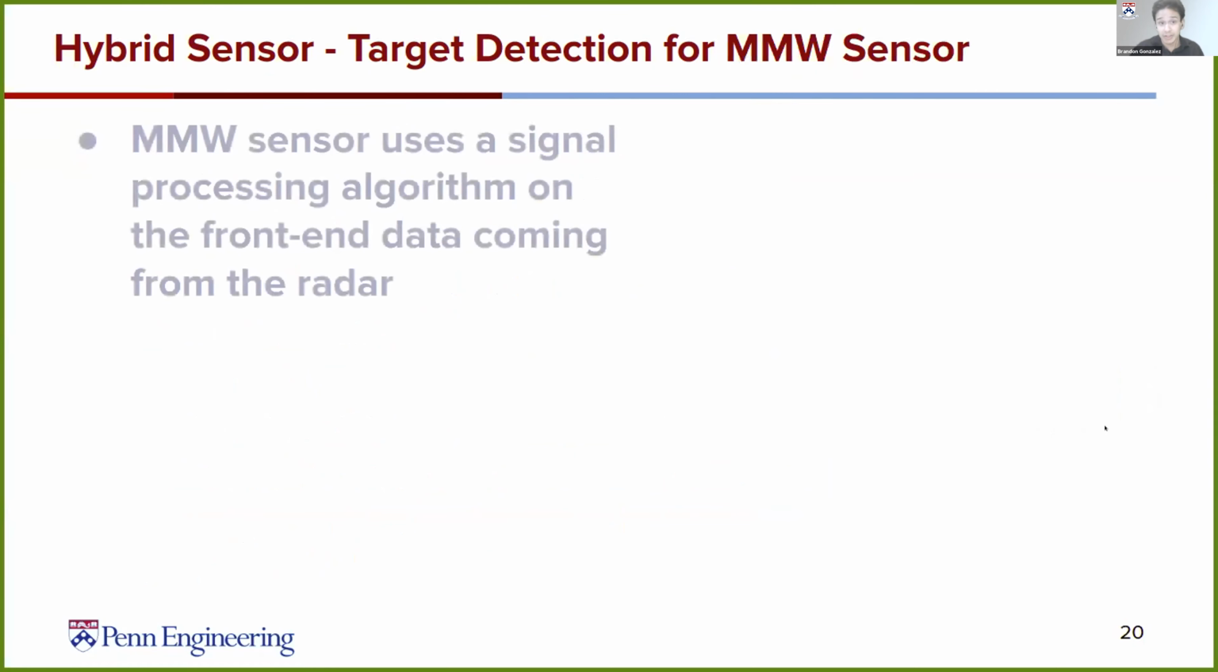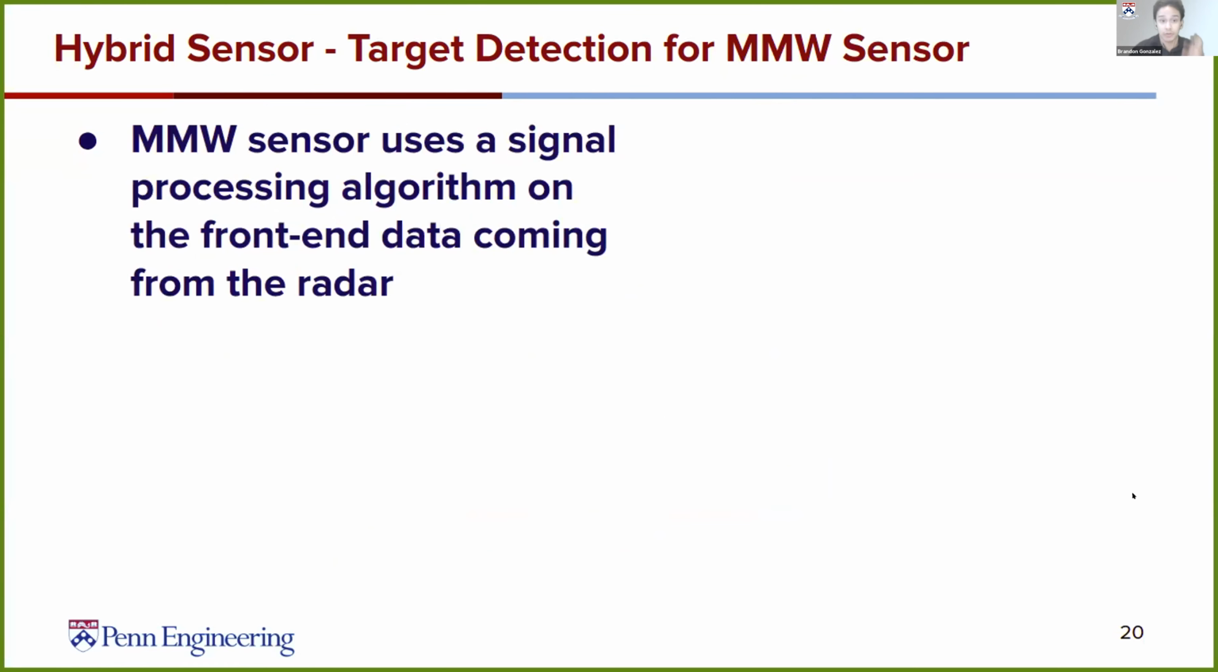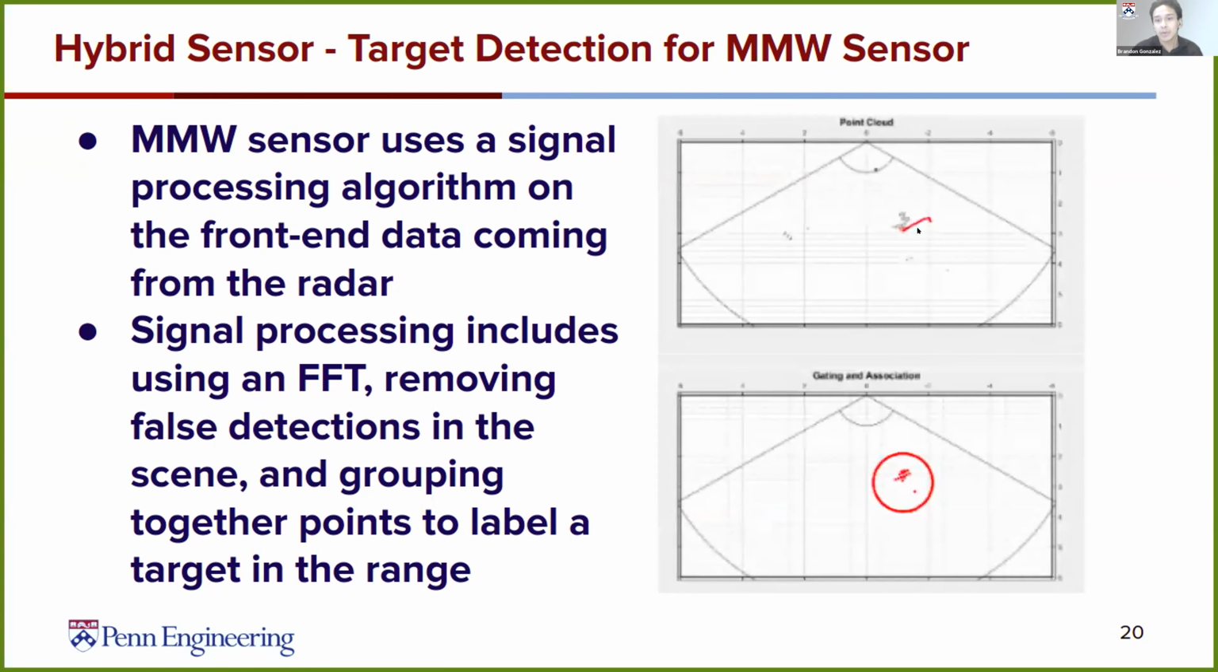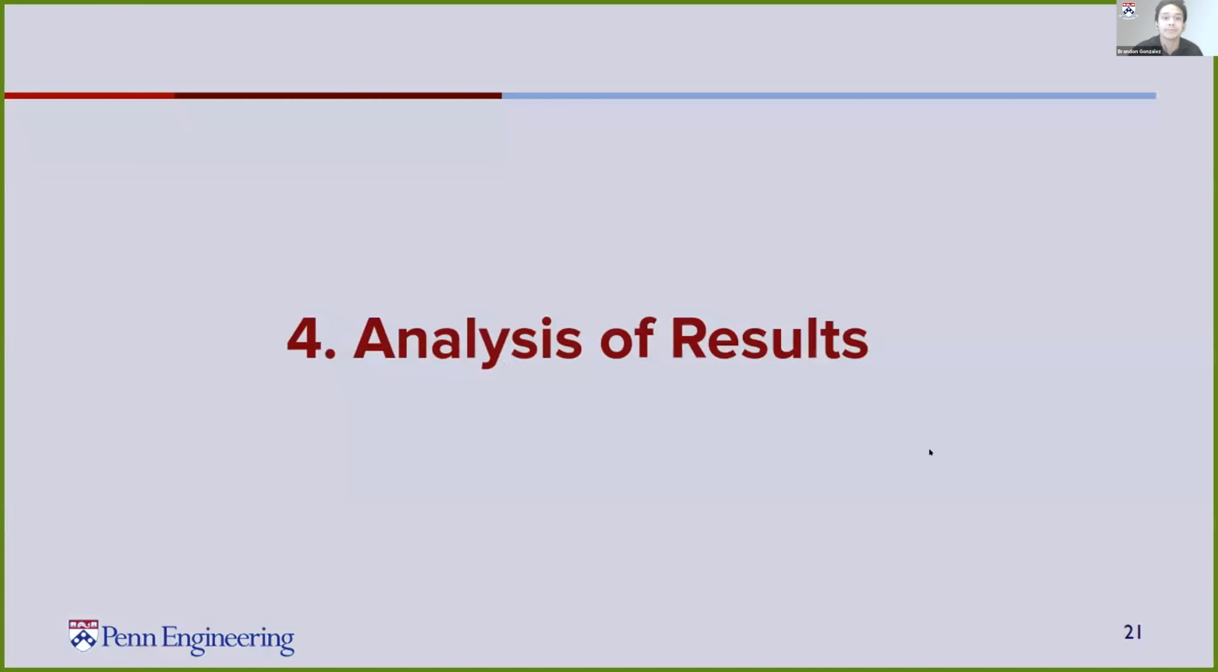For the millimeter wave sensor, we use a signal processing algorithm on the front end data that's coming from the antenna. And that algorithm includes a fast Fourier transform, and it removes false detections in the scene and static fluttering in the scene. And then it groups together those points, the point cloud data that we see, so that it can label and track a target within the range. And so this is an example of what it outputs, the point cloud and the gating and association of those clouds into targets.